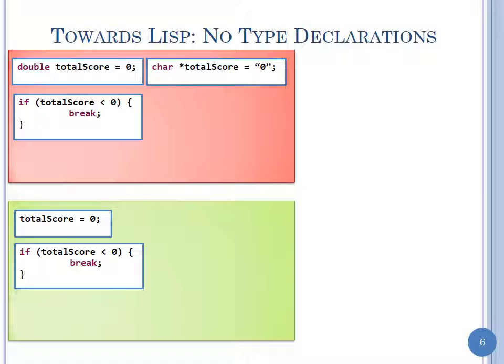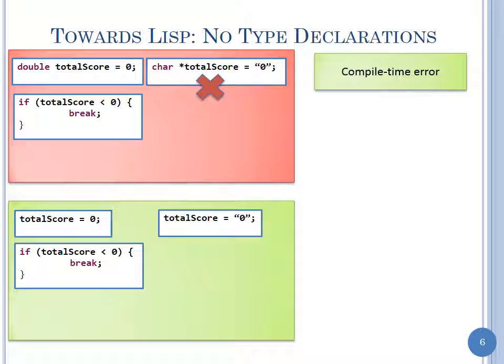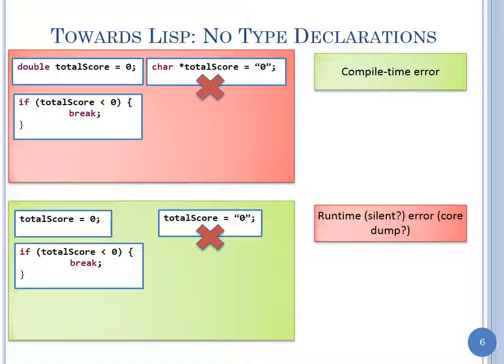If I use total score less than 0 and have declared total score to be a string, what will happen in Python? You get the error at runtime. In C, you'll get the error at compile time. In Lisp, you will get an error that might be strange and not give you much information, as we will see, and you'll get a later error. That's why, even though I said C is a dangerous language to program in, Lisp is even more dangerous in this respect. So we have dynamic typing.